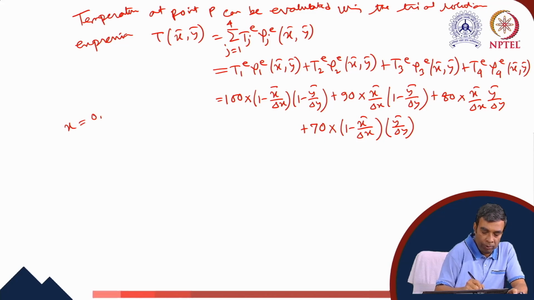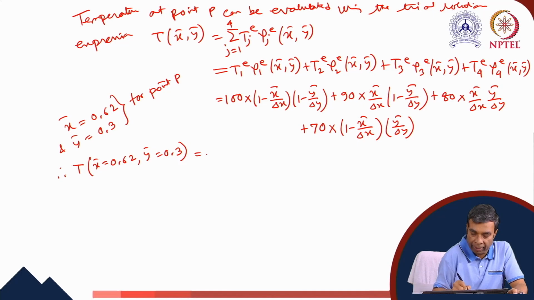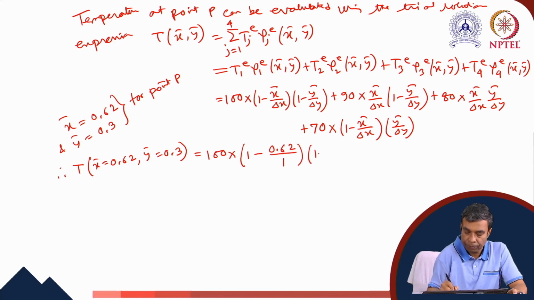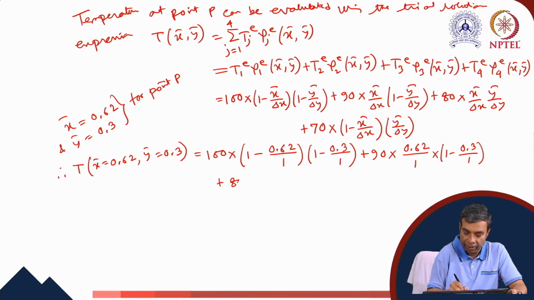Now x bar equals 0.62 and y bar equals 0.3 for point P. Therefore, temperature at x bar equals 0.62, y bar equals 0.3 can be evaluated as 100 into 1 minus 0.62, our delta x is 1, into 1 minus 0.3 by 1, plus 90 into x bar is 0.62, delta x is 1, and 1 minus our y bar, this is 0.3, delta y is 1, plus 80 into x bar is 0.62 by 1, delta x is 1, and y bar is 0.3, and delta y is also 1.